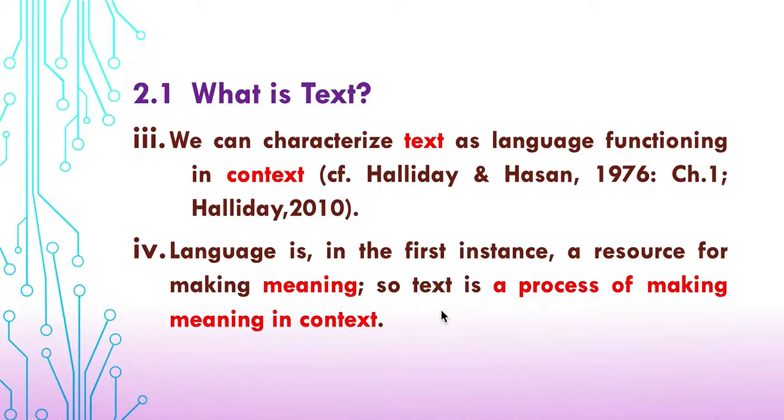We read something, we listen to someone, and immediately we come to the conclusion that somebody has spoken this idea, somebody has written this idea. So we understand that somebody has spoken that idea or somebody has written that idea. We understand that in context. The entire context, the entire paragraph or the entire segment of what somebody has spoken helps us understand the idea behind it. So what is text? Text is a process of making meaning in context.